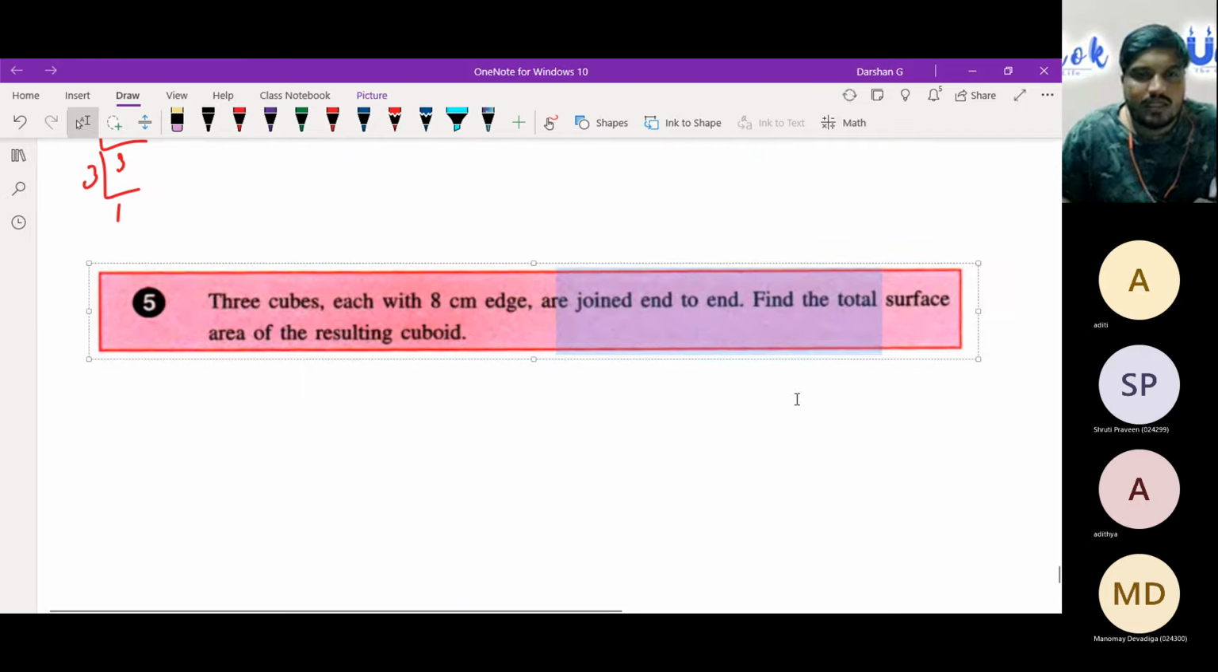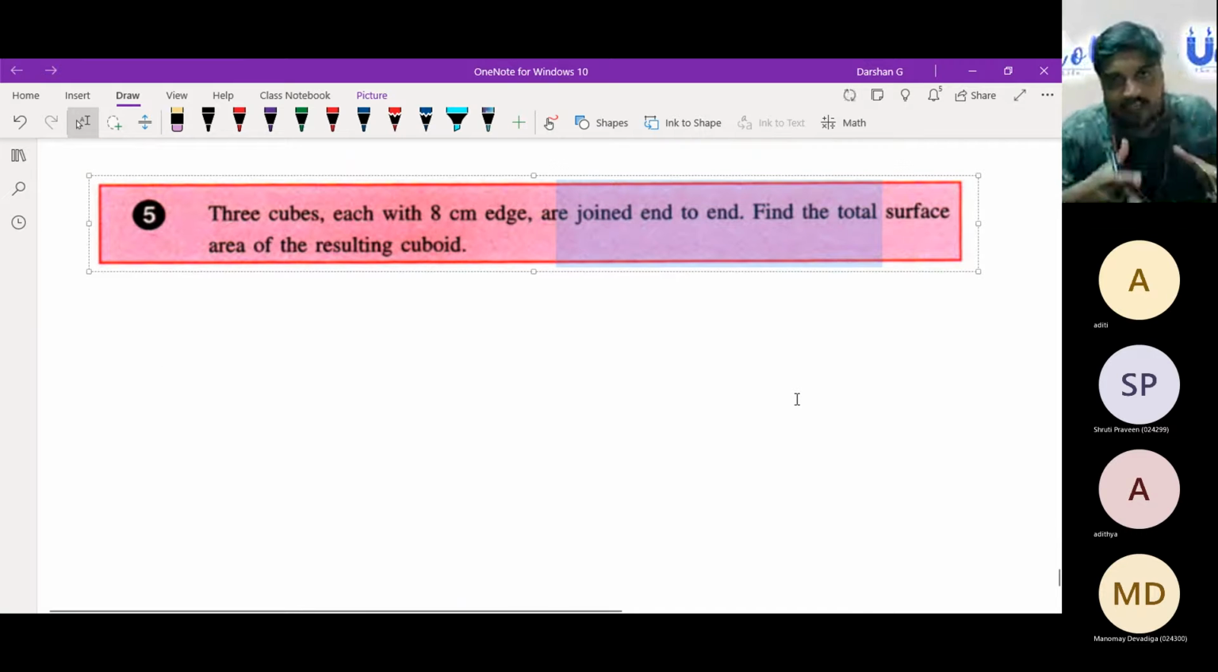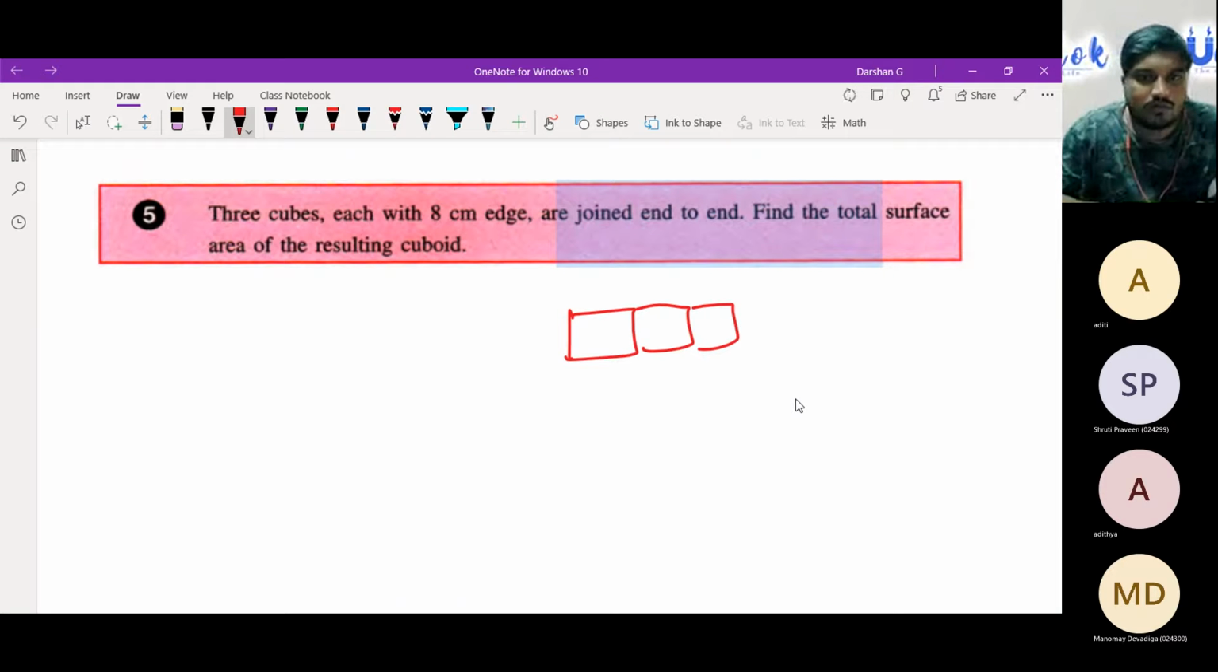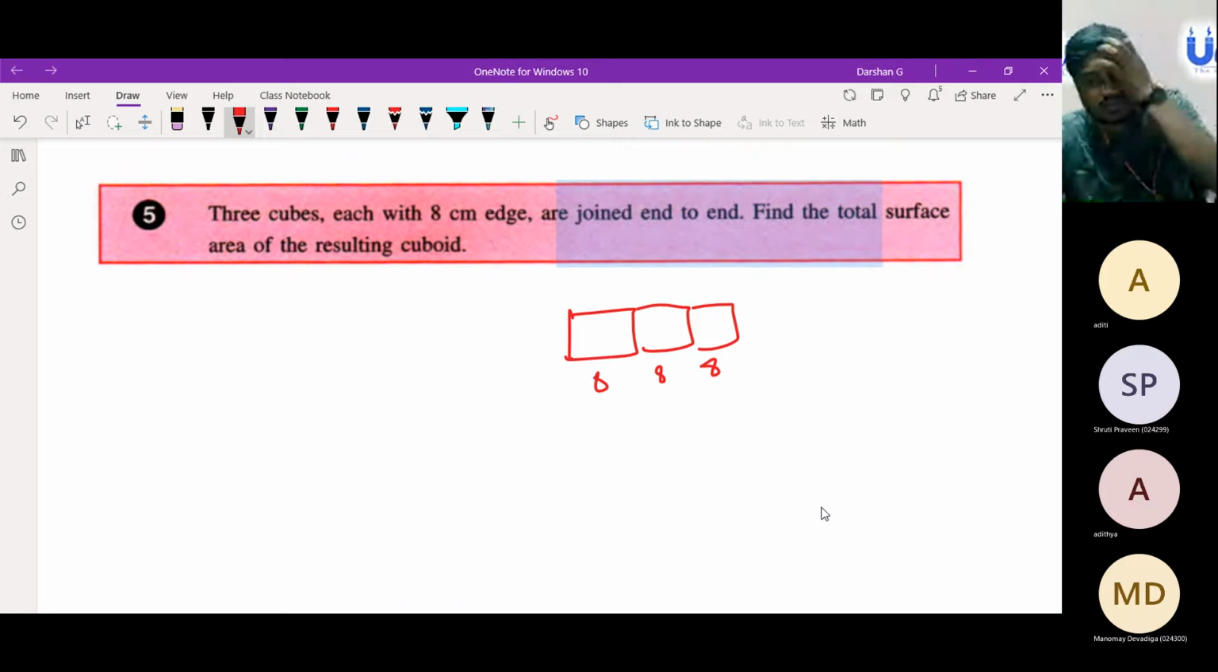Okay. 3 cubes, each with 8 centimeter edge, are joined end to end. So you're trying to join 3 cubes end to end. Find the total surface area of the resulting cuboid. So you're putting 8 centimeter, 8 centimeter, 8 centimeter side by side. You have to find the cuboid surface area. But you should visualize it in 3D or else it will not be so effective.